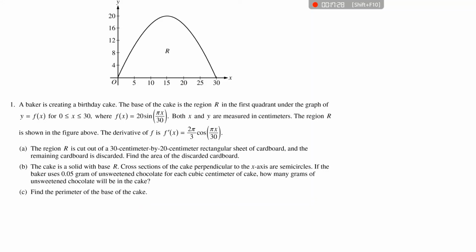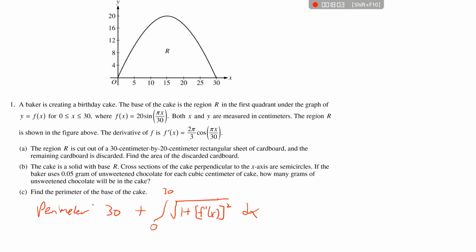What's my formula for arc length? That's the integral of the square root of 1 plus f prime of x squared, dx, from x equals 0 to 30, and then plus 30. Right, plus 30 because we've got that base. Yes. Okay, that should give me the perimeter.